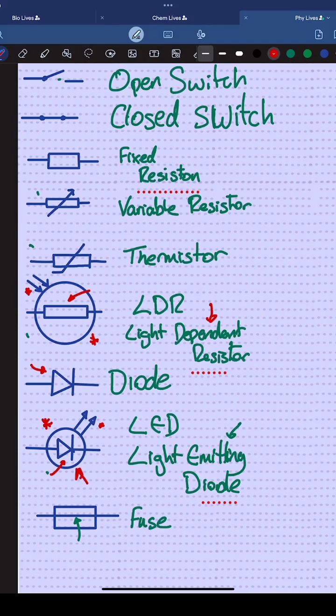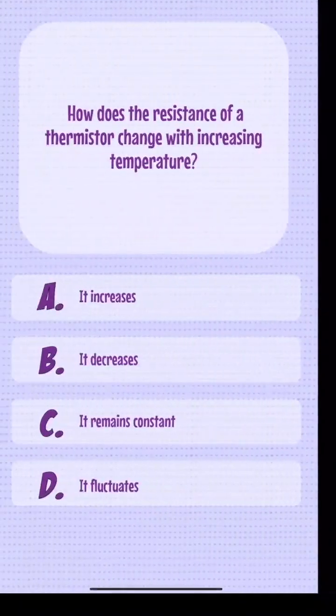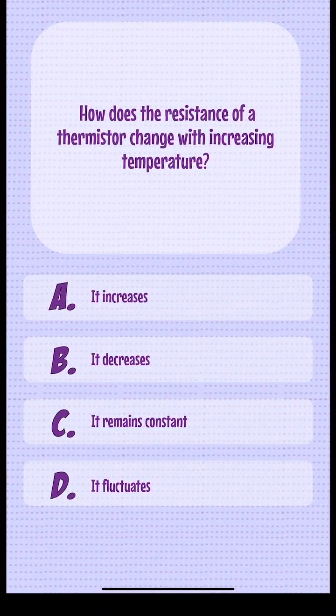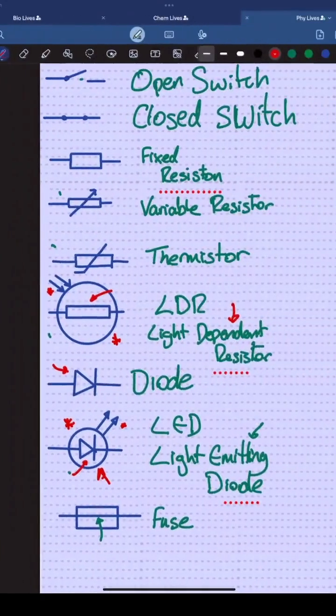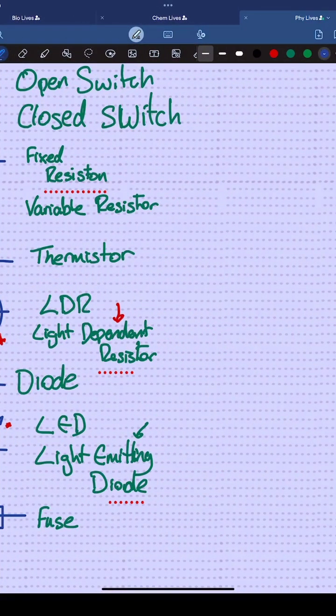Okay, well done, guys. So how does resistance of a thermistor change with increasing temperature? So for a thermistor, what happens, guys? What does a thermistor do? Anyone know? These two are quite similar in their functions. So it's like a light dependent resistor. Controls temperature? No, loads of people think that. It doesn't control temperature. A thermistor doesn't control temperature. It does something else. It's a resistor.